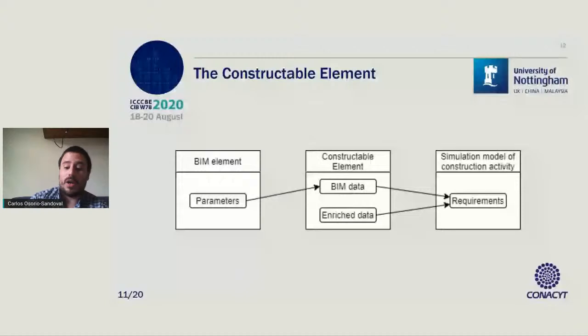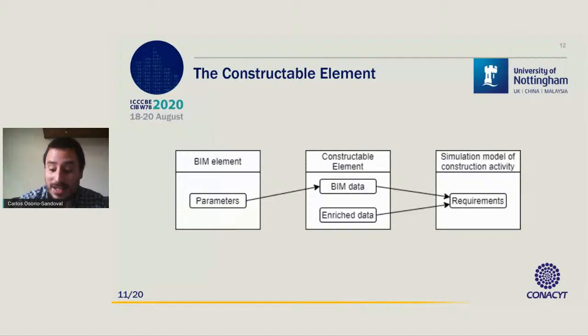A key component of the framework is the constructable element class found in the environment module. This class is an interface between the BIM model and the simulation models of the construction activities that extracts data from the BIM elements and translates it into the requirements of the simulation models of construction activities. It can also enrich the extracted data to include required parameters that are not contained in the original BIM model, but that can be computed from its product parameters, for example, formwork areas for a concrete element.